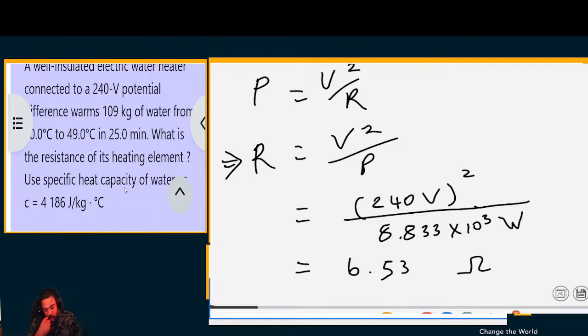If we increase the resistance of this element, what's going to happen to the time it takes to heat this water? Let's say we increase the resistance. Just look at this formula. If the resistance is increased, and the voltage and everything else stays the same, the power will decrease. And we remember power is equal to energy divided by time.